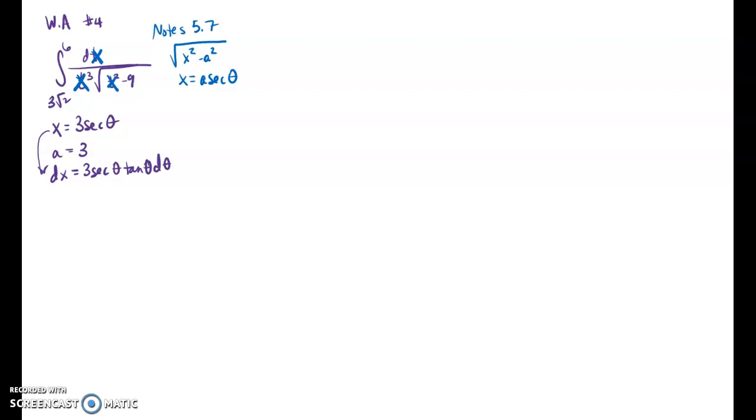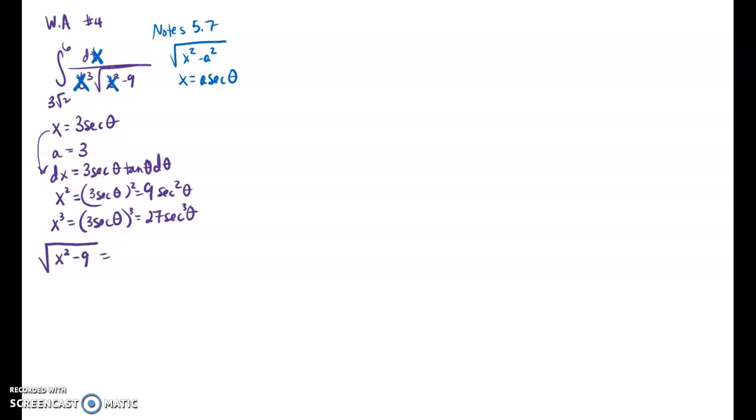Notice I have an x squared in this integral, so I should have a representation for x squared. Well, that's just 3 secant theta squared, which is 9 secant squared theta. There's also an x cubed, so we should have a representation for that. 3 secant theta cubed, which is 27 secant cubed theta. Finally, I've got this whole representation in here of the square root of x squared minus 9. So that might be useful to represent that.